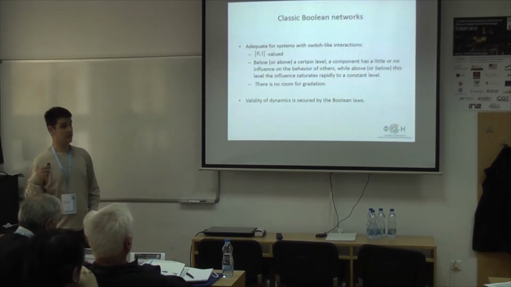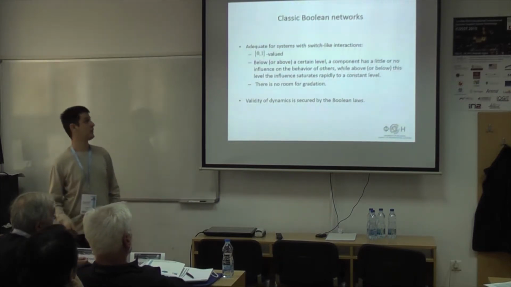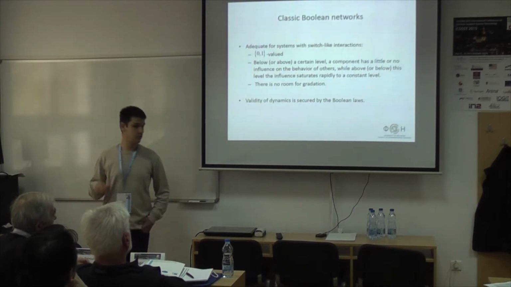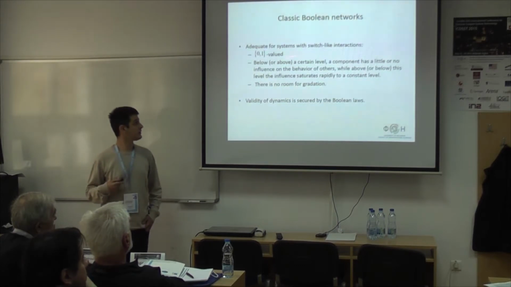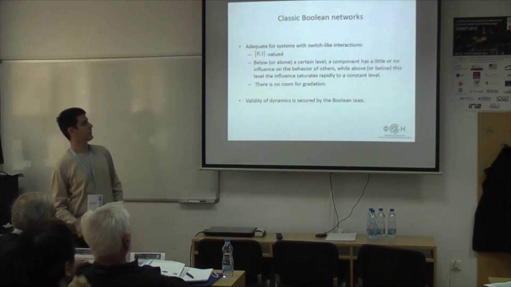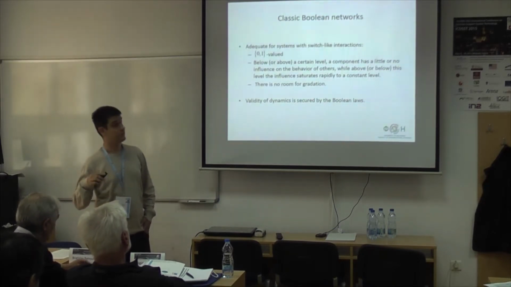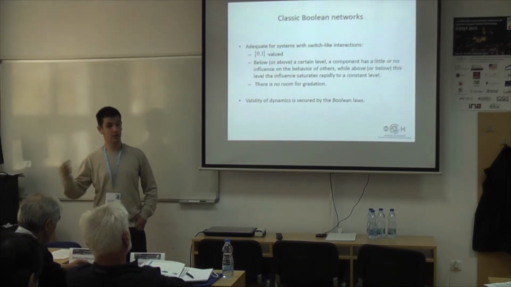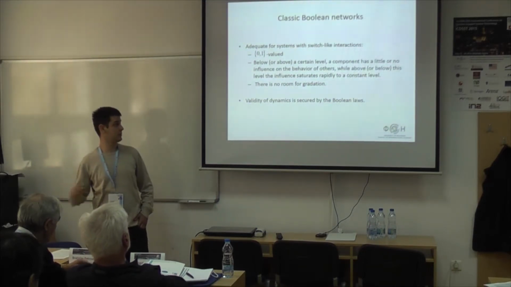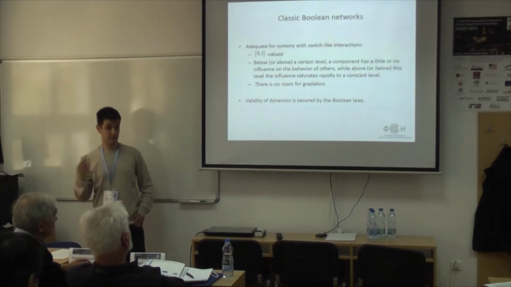Here we will address two questions regarding Boolean networks. The first is the validity of dynamics. In classic Boolean networks, it is secured because classic logic follows Boolean laws. And the second is values. Classic Boolean networks are two-valued networks, and they are adequate for switch-like interaction, on and off, true and false, 1 or 0. And there is no room for gradation because we have only two values.